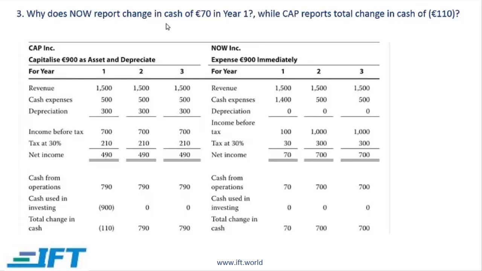Why does now report a change in cash of 70 versus cap, which reports a change of cash of minus 110? You can work through the numbers here, but the big difference is the tax. Who is paying more tax? Actually, cap is going to pay more tax in year 1 because cap has a higher profit. So when the profit is higher, obviously it is paying more tax. So will that impact the cash flow? It will, because the tax payment is a very real cash flow. So that explains the difference.